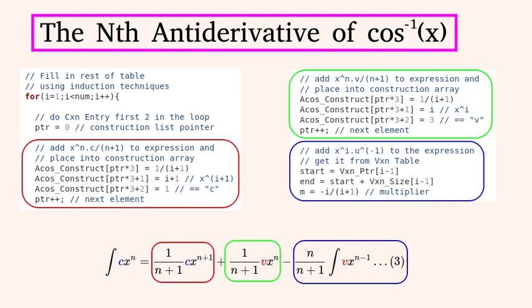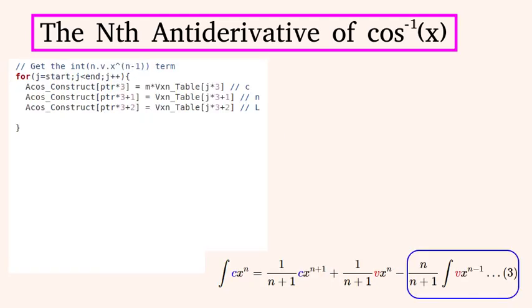We'll just set up the loop variables here. Start and end are its location in the Vxn table, and m is the multiplier that corresponds to this n divided by n plus 1 term in the formula. So then we'll just copy this entry into the construction array, multiplying the coefficient by m, which means that the term is multiplied by m, and we have to increment the pointer as we copy it to the table. And this variable is the length of the expression in the construction array that we want to simplify, or the number of terms in it.